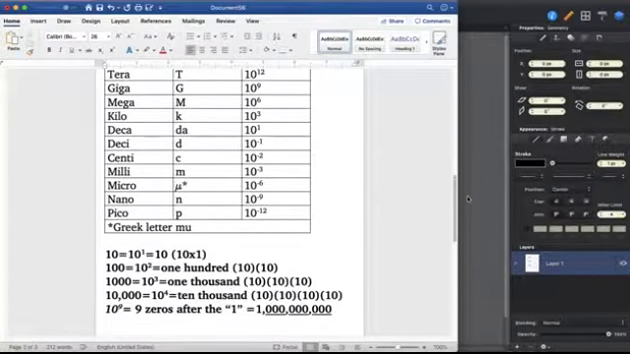So 10 equals 10 to the 1, which is just 10 times 1. 100 equals 10 to the 2, or just 10 times itself twice. 1000 is 10 to the 3, or 10 times itself 3 times, and so on and so forth. Now we have 10 to the 9, which is just 9 zeros after the 1, and is 10 times itself 9 times.